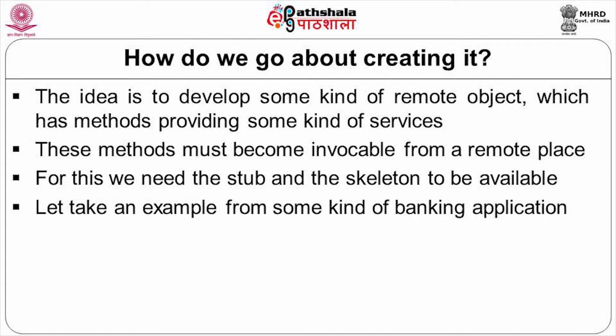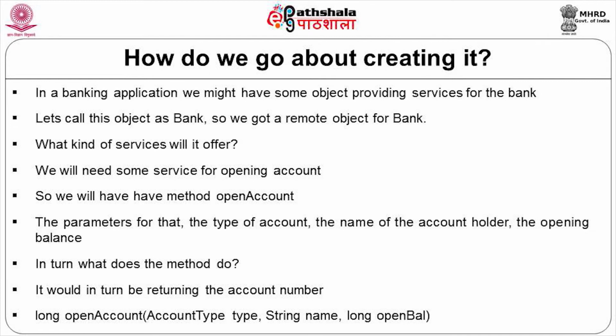You can consider, for example, an example from a banking application. In a banking application, you might have some object providing services for the bank. Let's call it the bank itself. So we have a remote object of a bank. What kind of services will it offer? We'll need a service called open an account. So we'll have a method called open account. The parameters for that might be the type of account you want to open, the name of the account holder, and the opening balance which you would like to have. That should be sufficient for the method.